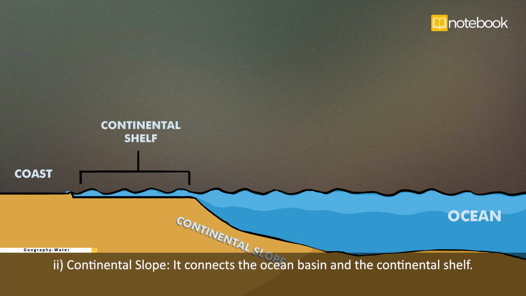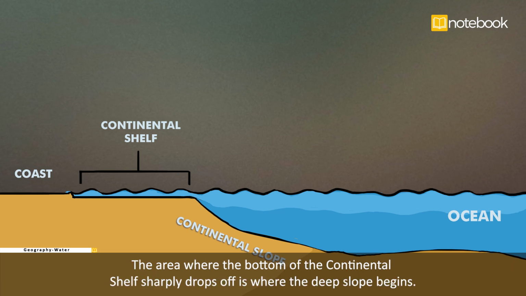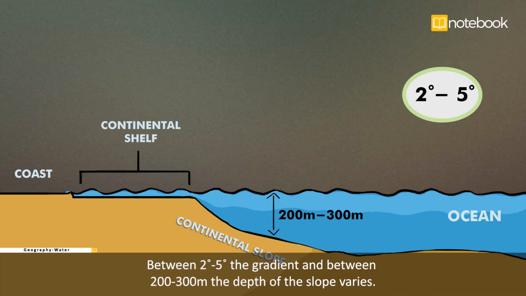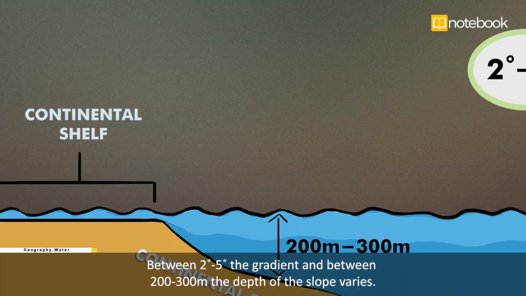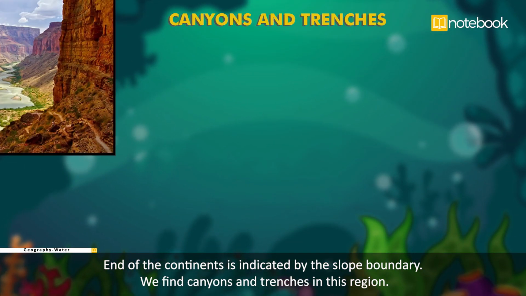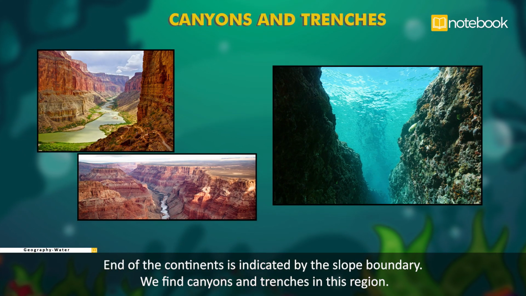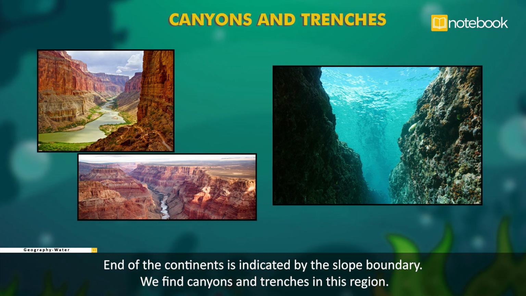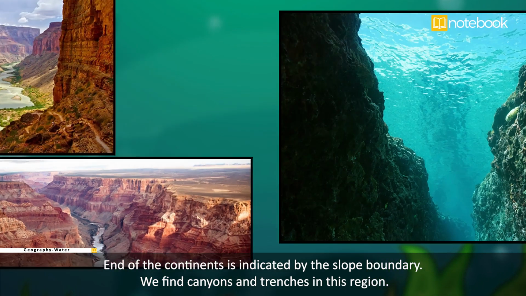Continental slope. It connects the ocean basin and continental shelf. The area where the bottom of the continental shelf sharply drops off is where the deep slope begins. The gradient varies between 2 degrees to 5 degrees, and the depth of the slope between 200 to 300 meters. The end of the continents is indicated by the slope boundary. We find canyons and trenches in this region.